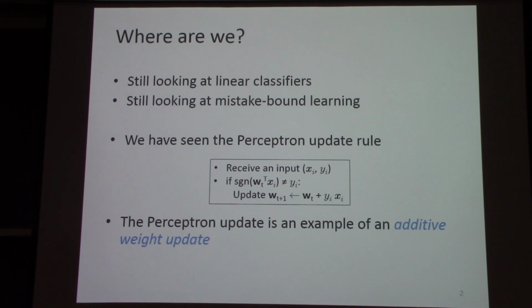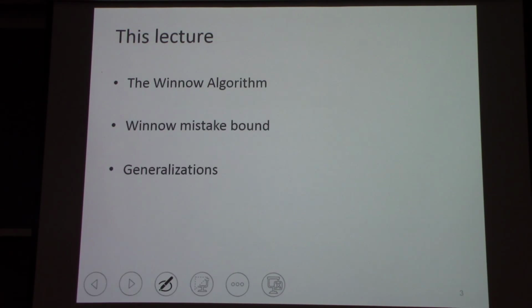And we've seen the Perceptron update rule. I'm not going to talk about it too much, but I do want to point out it's an additive update rule because this thing here is a plus. So you're updating using addition. We're going to move from additive update rules to something called the multiplicative update rule and look at Winnow. And just like the Perceptron, I'm first going to present the algorithm, then derive its mistake bound, and then talk about some variants.